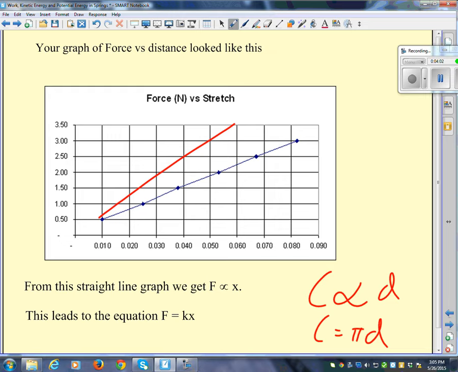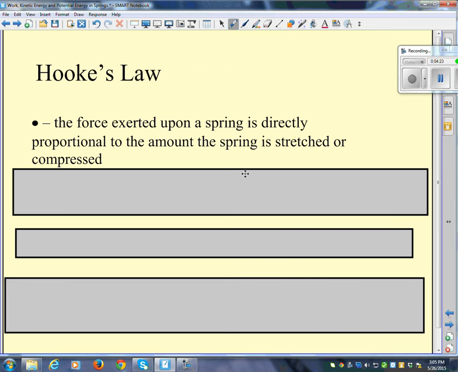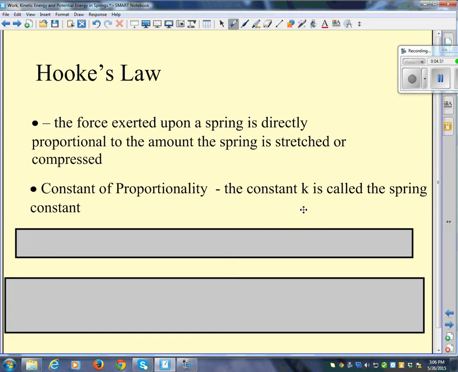What is the spring constant? Well, this is the x here, and this is the F, right? And so the m, the slope value, is equal to your spring constant, which you're going to find by finding the slope of your trend line. Okay? So Hooke's Law says the force exerted upon a spring is directly proportional to the amount the spring is stretched or compressed. It's a direct relationship. And the constant of proportionality, the constant k, is called the spring constant. Every spring has its own.